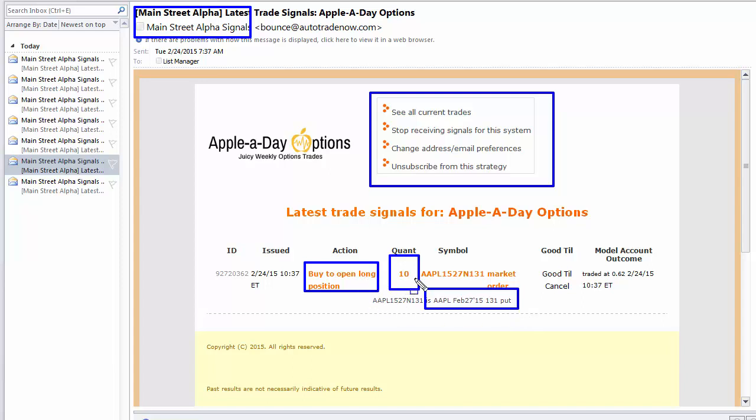In this case, the system is buying to open 10 contracts of Apple, AAPL is the symbol for Apple, February 27th, 2015. You can watch some other training videos on how to interpret that if you're not quite familiar with expirations. This happens to be a weekly contract. And then we've got the 131 put. Buy to open 10, 131. Most of them will be good till canceled. You may see some day orders.